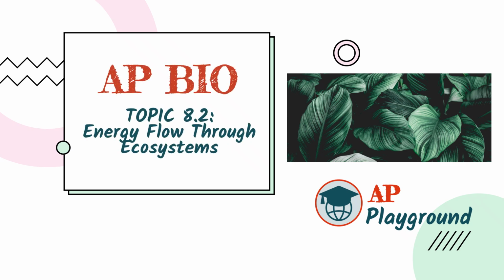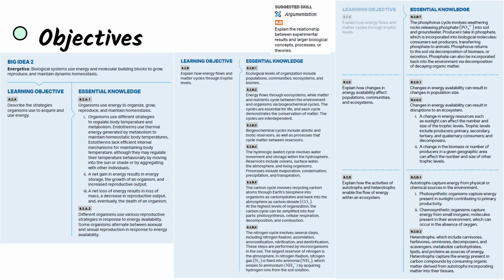Today we're covering topic 8.2, energy flow through ecosystems. Lots to talk about today, but we'll be starting with the strategies organisms use to acquire and use energy, then moving on to energy flow and biogeochemical cycling, and lastly, autotrophs and heterotrophs. And our suggested skill is argumentation 6D, explain the relationship between experimental results and larger biological concepts, processes, or theories.